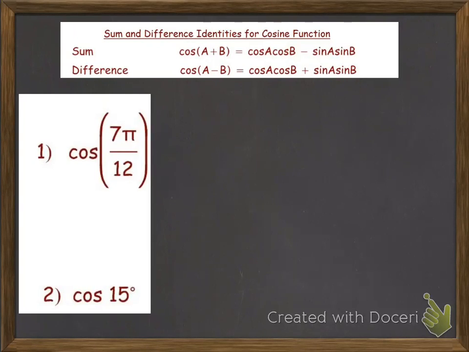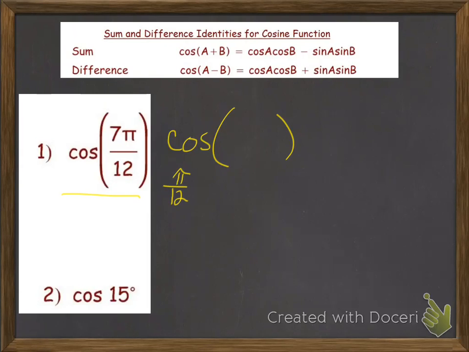Okay, so the sum and difference identities, understand that this here is only for cosine function. And then we will also be going over the sine function today. So in order to find out what the cosine of 7 pi over 12 is, we're going to have to write 7 pi over 12 as a sum.